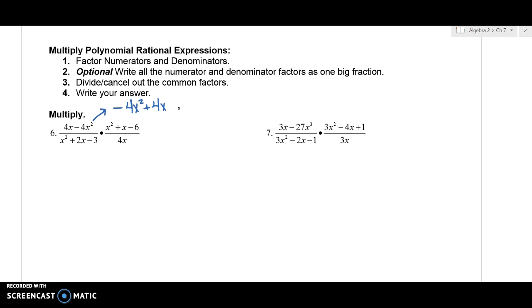Now, this isn't a 3-termed thing. We can't factor this into 2 sets of parentheses. We need to factor using greatest common factor. What do these things have in common?